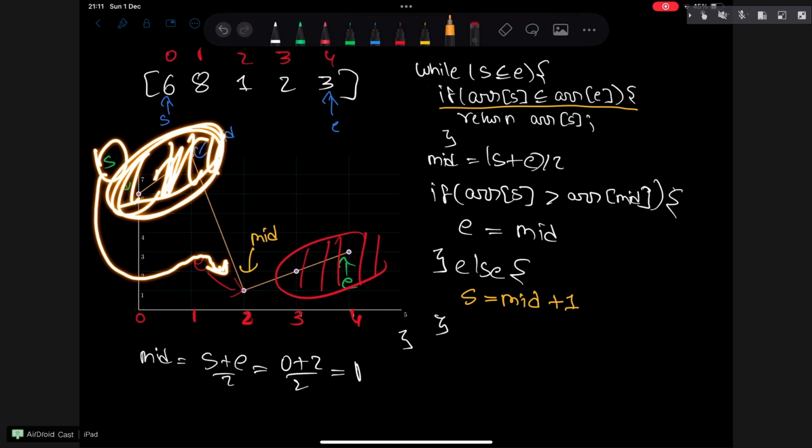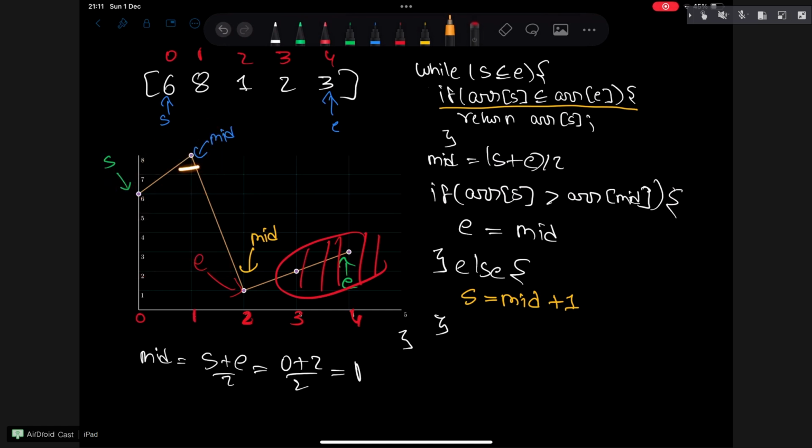mid plus 1. Okay, so where is my mid? This is my actual mid. So let me erase the previous mid. Okay, so we can take the S pointer and move to mid plus 1. So let me exclude the whole thing. Let me move the S index to mid plus 1. This is where the mid was pointing at, index number 1. Now the S will point at mid plus 1. So let me write S right here.